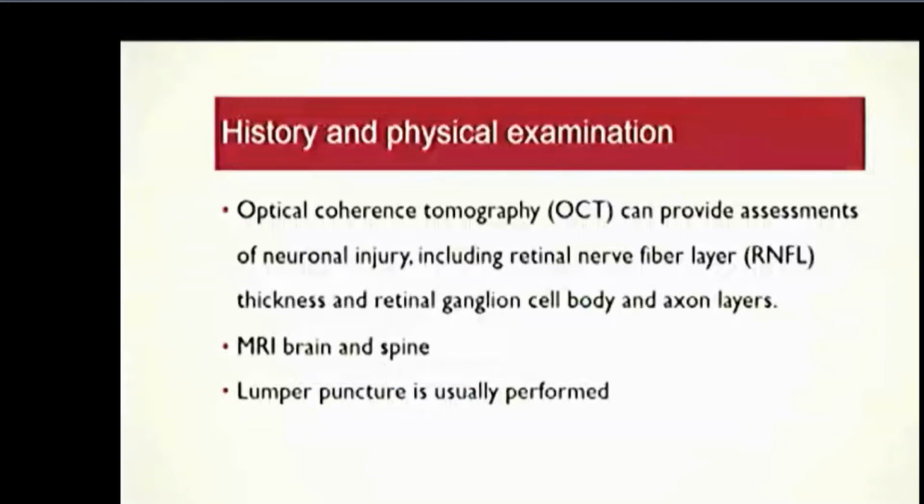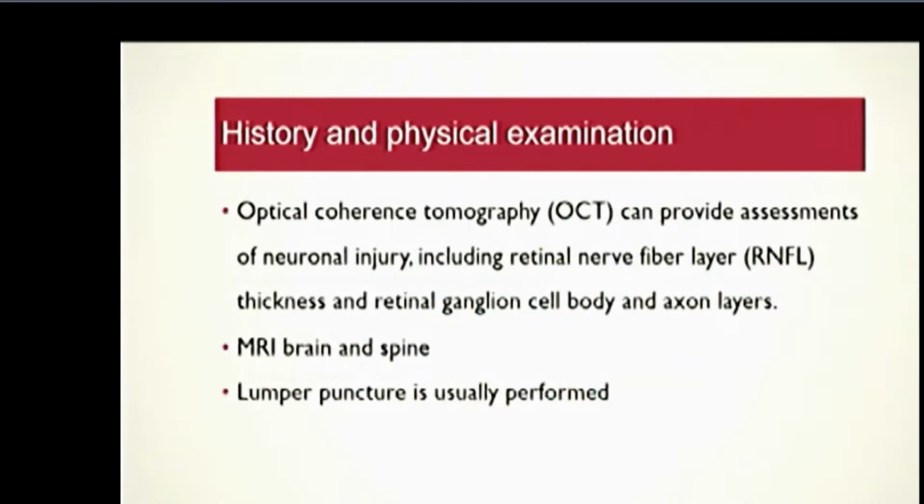We do MRI of the brain and spine in all patients with optic neuritis, and frequently we also do lumbar puncture. Mainly, the lumbar puncture is performed to rule out increased intracranial pressure in cases of bilateral disease when we are not sure if it's papilledema or bilateral optic neuritis, and to rule out any signs of meningitis or encephalitis. And to check also for oligoclonal bands.